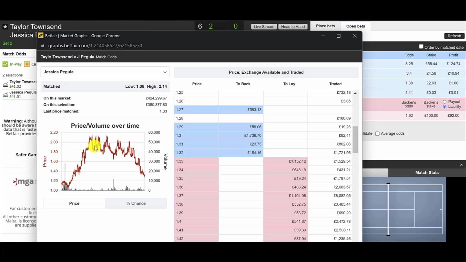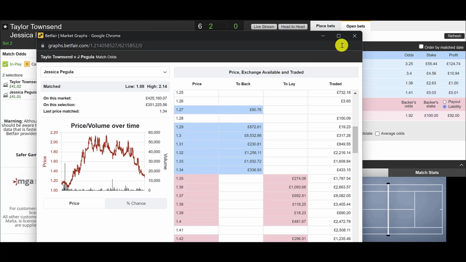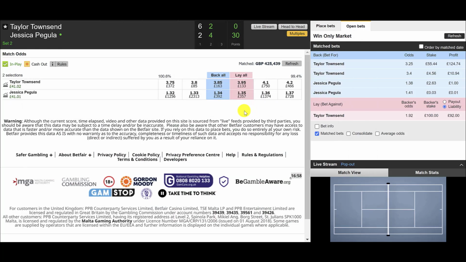You can see that the money just kept on coming in, trying to push her price lower and lower as people sensed she was going to get back into the match. And yeah, according to them, she's pretty much leveled it. But of course, she has to now hold and go on and win the set, and then it will be level in the match. And anything can happen in tennis. But for us, that doesn't matter.